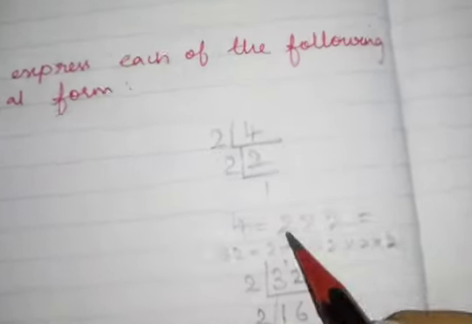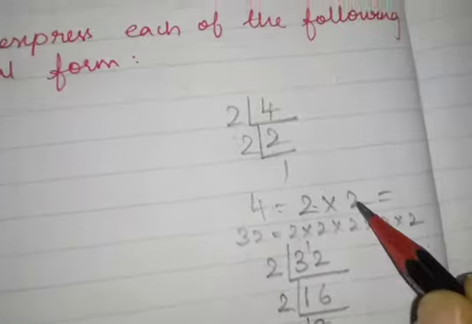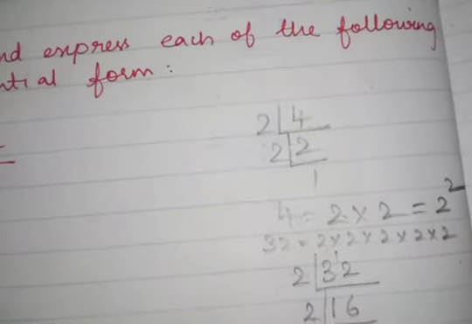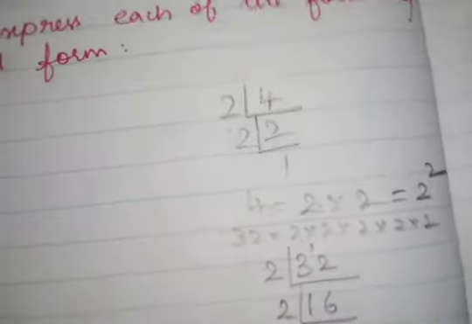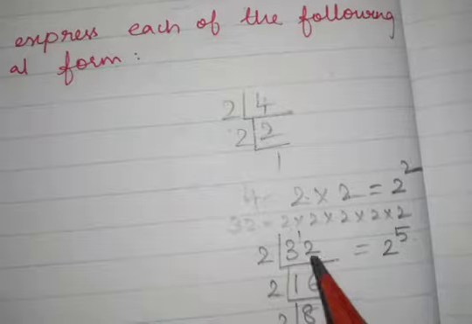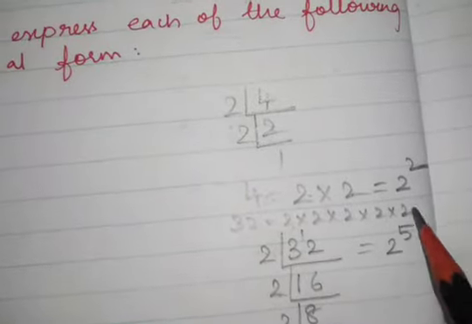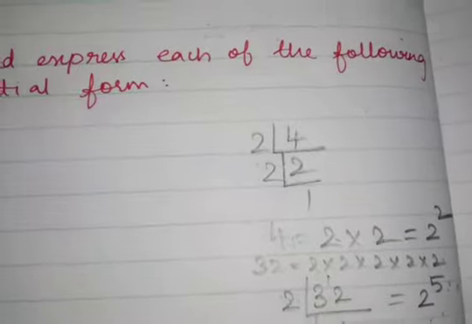See, 4 can be written as 2 2s. So 2 is repeated 2 times, so 2 square. Can you write 4 as 2 square? Yes. Now 32 can be written as 2 power 5, because 1, 2, 3, 4, 5. So 32 can be written as 2 power 5.